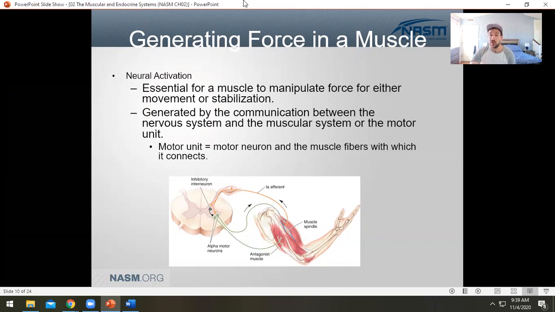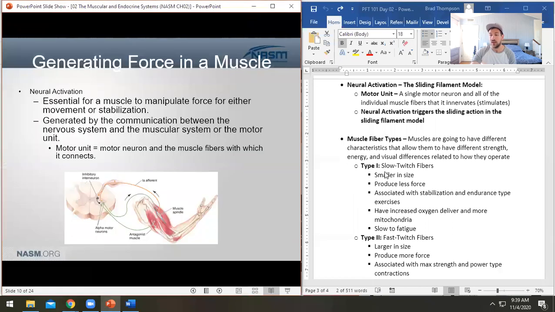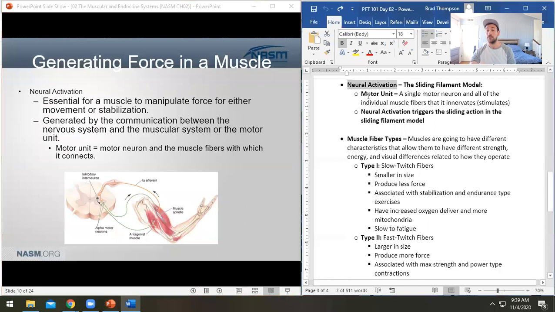That generation of force, that nervous system creating that action, all happens thanks to what we call a motor unit. And a motor unit is one of our most important key terms here in this chapter. A motor unit is a single motor neuron, so it's a neuron from your nervous system and all of the individual little muscle fibers that it's attached to.